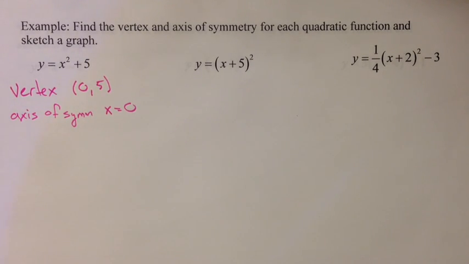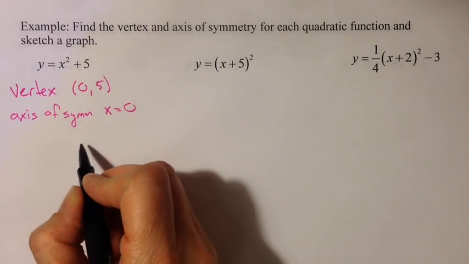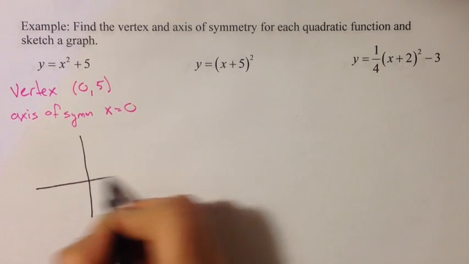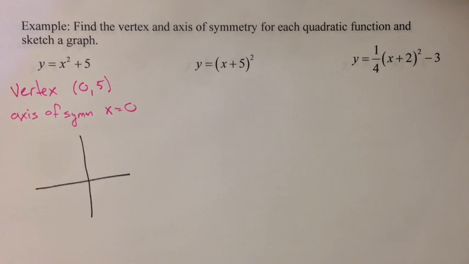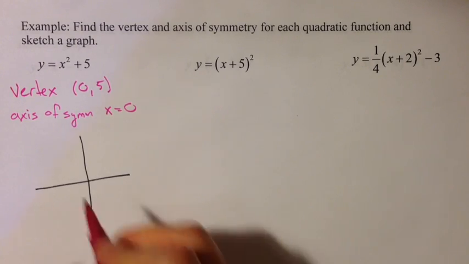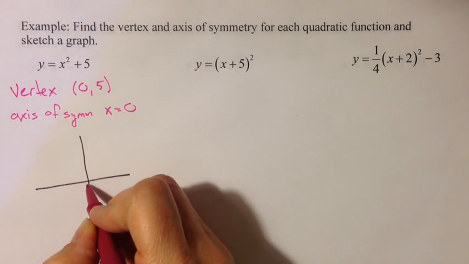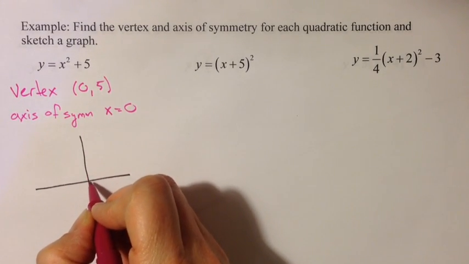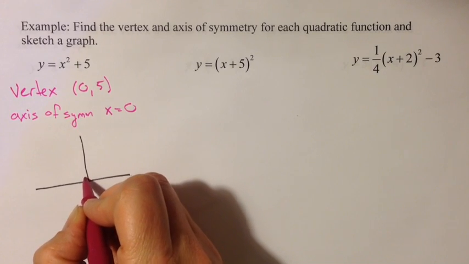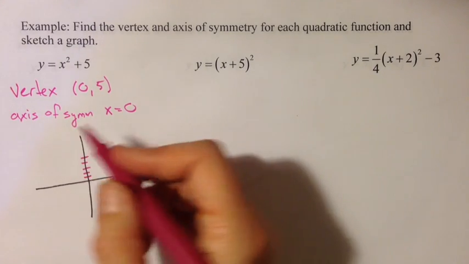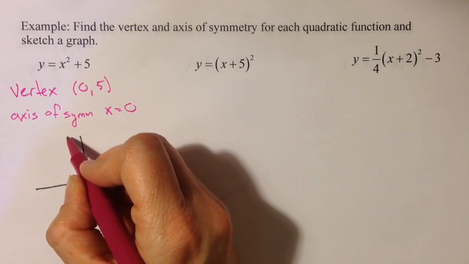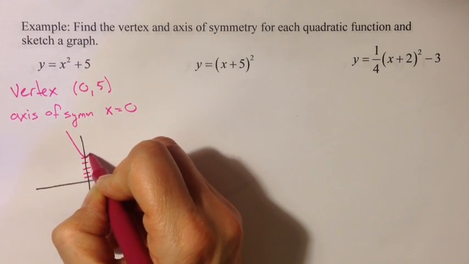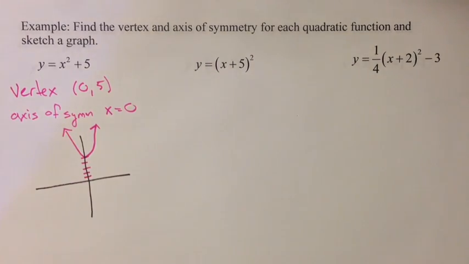Now, let's do a rough sketch, a little more rough than the last one. I just want to identify the vertex and then whether it opens up or down this time. So my vertex happens at 0, 5. So I need to go x is 0, and then I'll move up 5. 1, 2, 3, 4, 5. And then this opens up, and it's about as skinny as a regular x squared parabola would be.